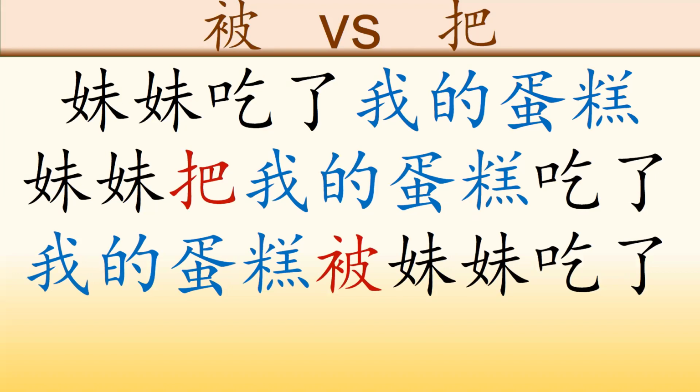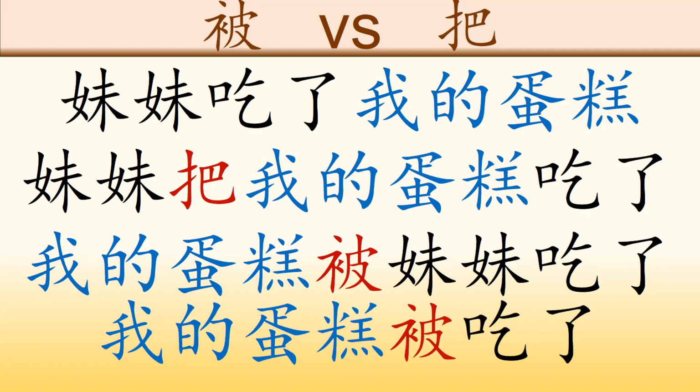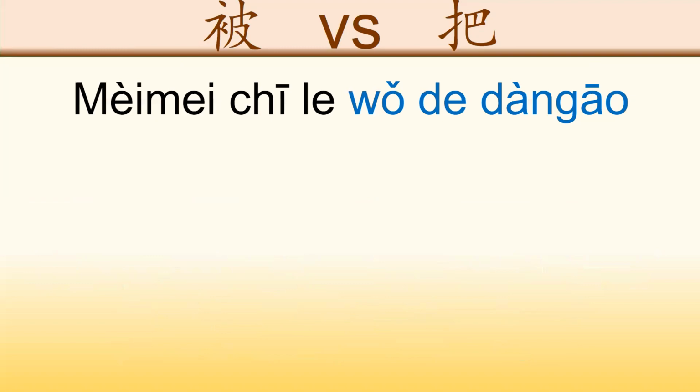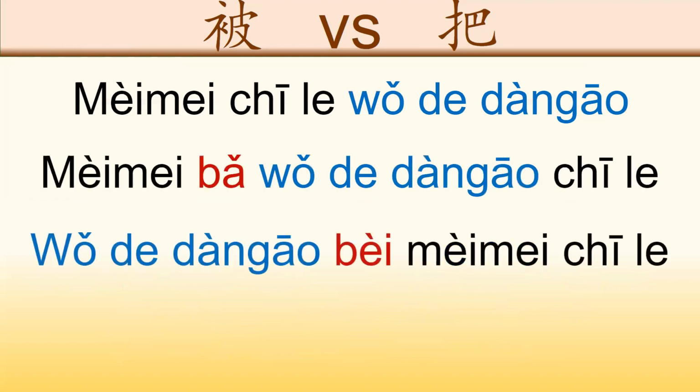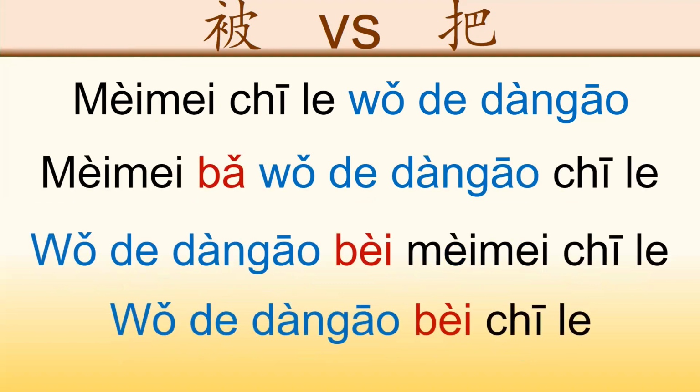So, to summarize a little bit, we have the sentence, 妹妹吃了我的蛋糕. My younger sister ate my cake. In the second sentence, we express the same idea, but with a 把 structure. 妹妹把我的蛋糕吃了. In the third sentence, we express the same idea, but with 被. 我的蛋糕被妹妹吃了. In the fourth sentence, if we don't know the subject, we can just express 我的蛋糕被吃了. My cake was eaten, or somebody ate my cake.